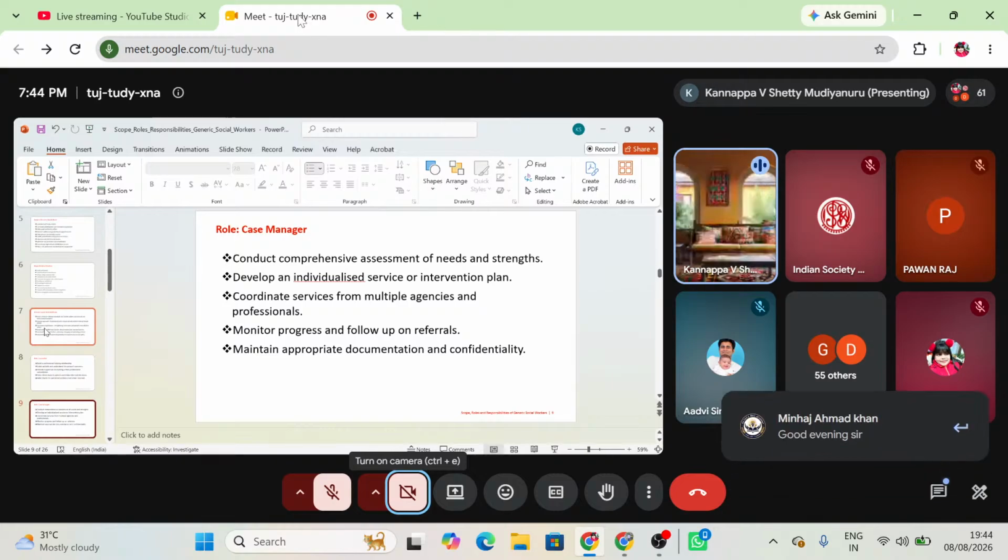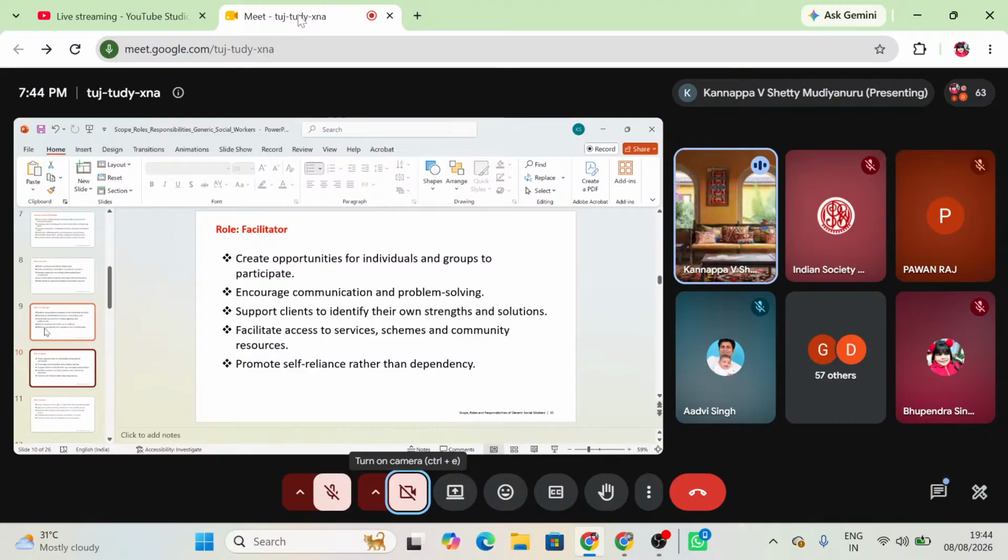As a generic social worker, many times we get this job or role whenever we do practice or get job opportunities. So mainly they conduct a comprehensive assessment of needs and strengths, develop an individualized services or intervention plan, coordinate services from multiple agencies and professionals, monitor progress and follow up and referrals, maintain appropriate documentation and confidentiality. As these are very generic roles and responsibilities, we will be having very generic and common roles and responsibilities in this particular case manager role.